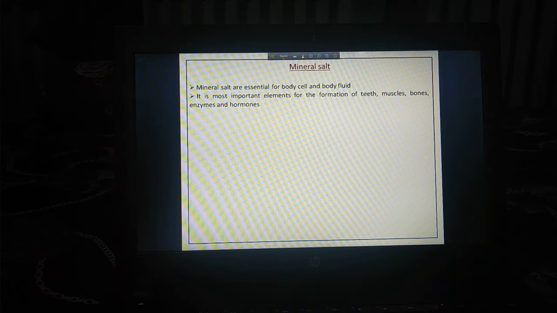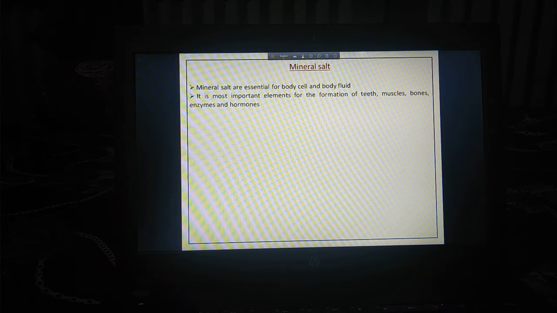Mineral salts are essential for body cell and body fluid. It's the most important element for the formation of teeth, muscle, bones, enzymes and hormone.